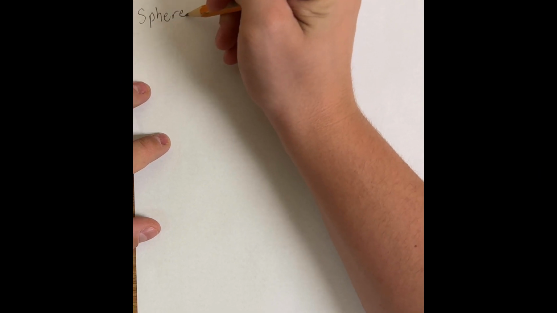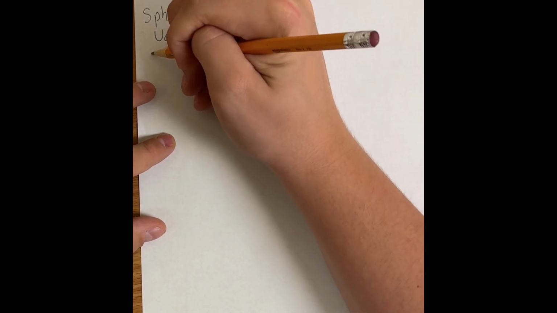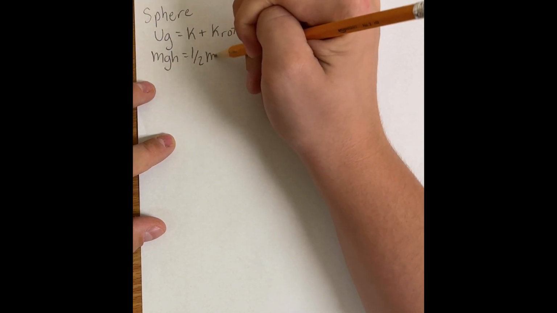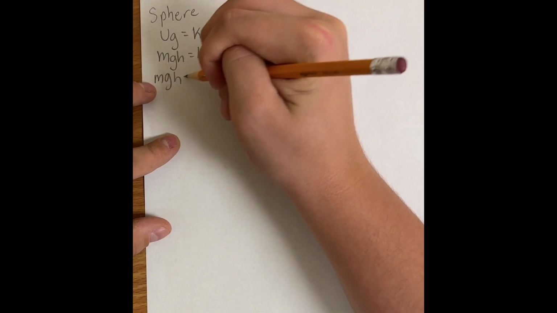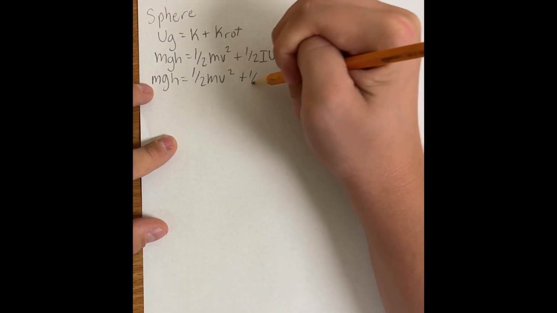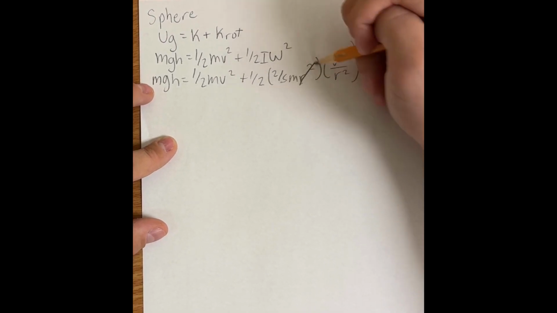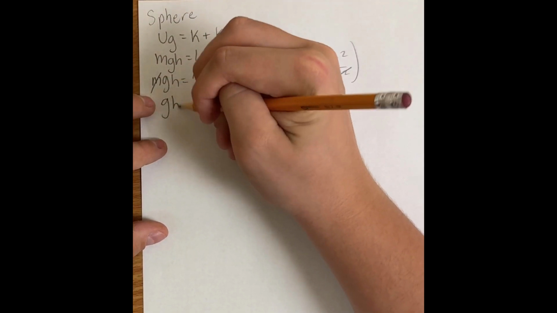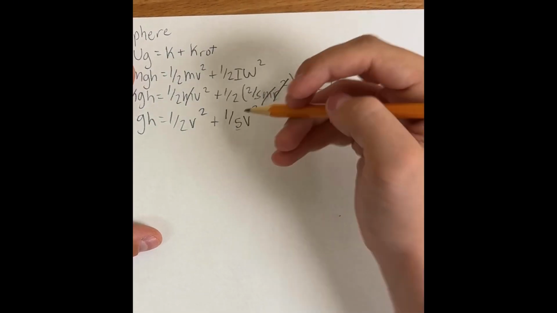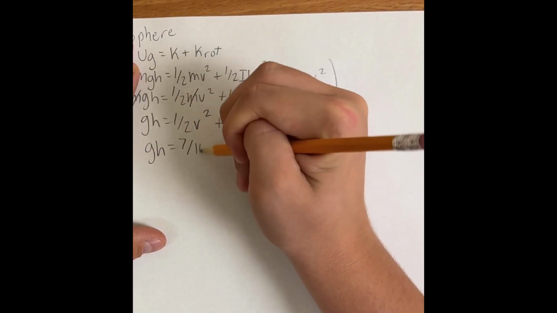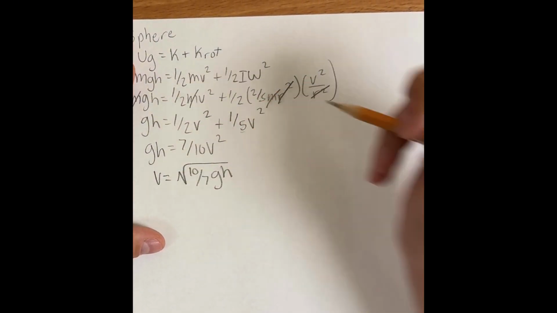This is our sphere calculation. First, we start off with UG equals K plus K rot, because we are rolling something down a hill. Then, we must substitute our I and ω formulas in, which include 2/5 mr squared and v squared over r squared. After canceling out our r's and m's, we end up with gh equals 1/2 v squared plus 1/5 v squared. This then turns into v equals the square root of 10/7 gh.